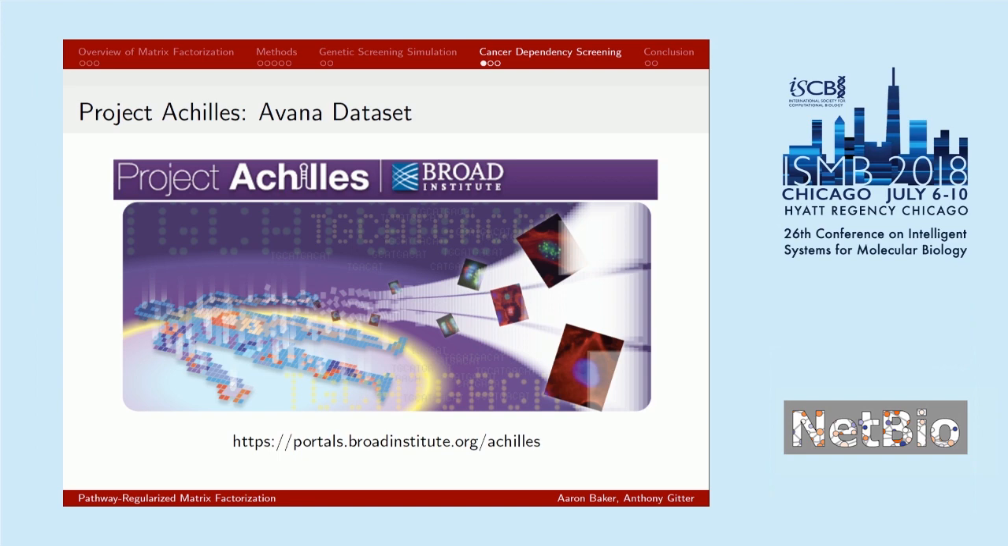So another data set that we use to evaluate the performance of our method is from Project Achilles from the Broad Institute. This data set is also a genetic screening set of experiments, and they're looking to define the cancer dependency map. So they're analyzing hundreds of different cancer cell lines and performing CRISPR-based gene knockouts of different genes in those cell lines and looking to see which genes are essential for that cancer cell line to survive in a cell line specific manner.